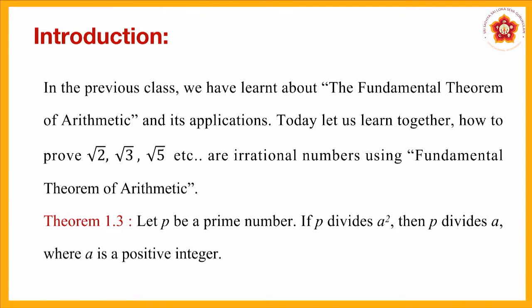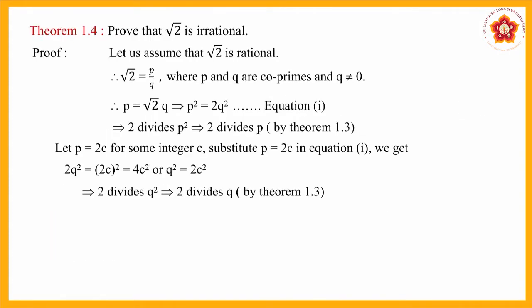Now let us see the theorem. Theorem 1.3: Let p be a prime number. If p divides a square, then p divides a, where a is a positive integer. Now theorem 1.4: prove that root 2 is irrational. The proof is as follows.